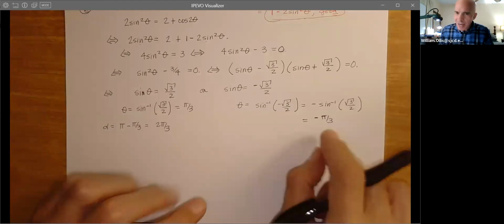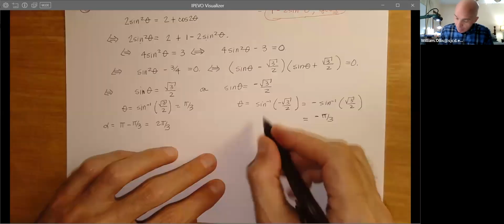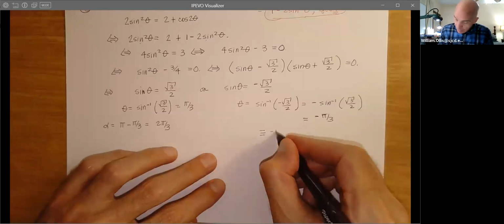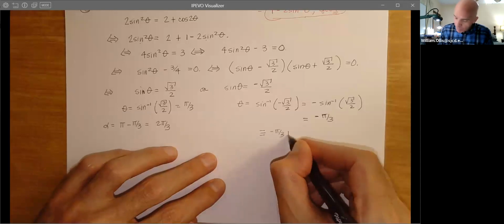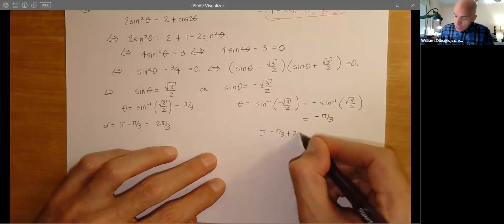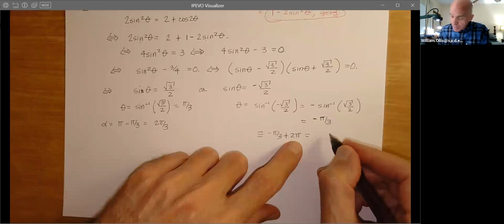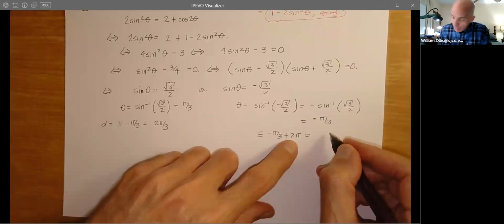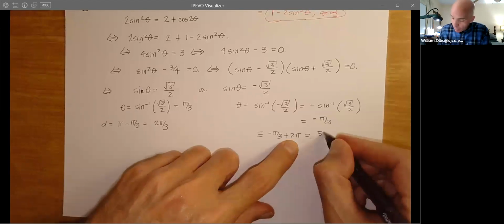But now, of course, this is not in the right realm. So let's mod out by 2 pi. Wrong realm. It's not in the positive realm, right? So again, this will be a 6 minus a pi with the common denominator. So this gives us 5 pi over 3.